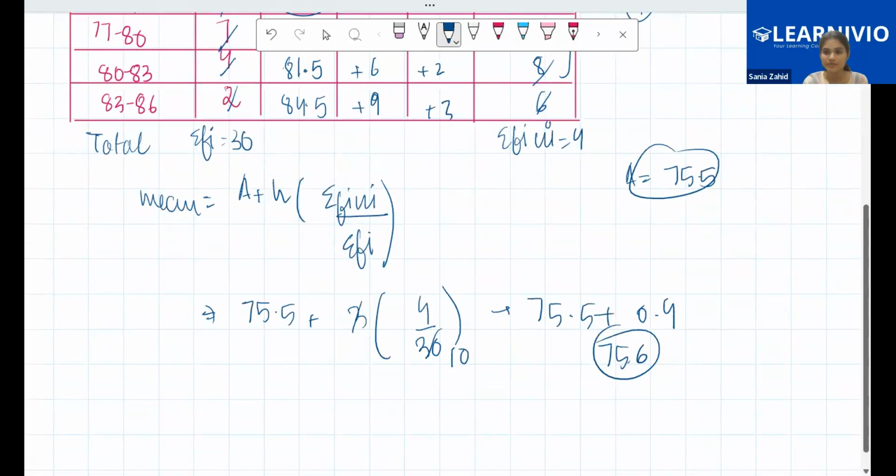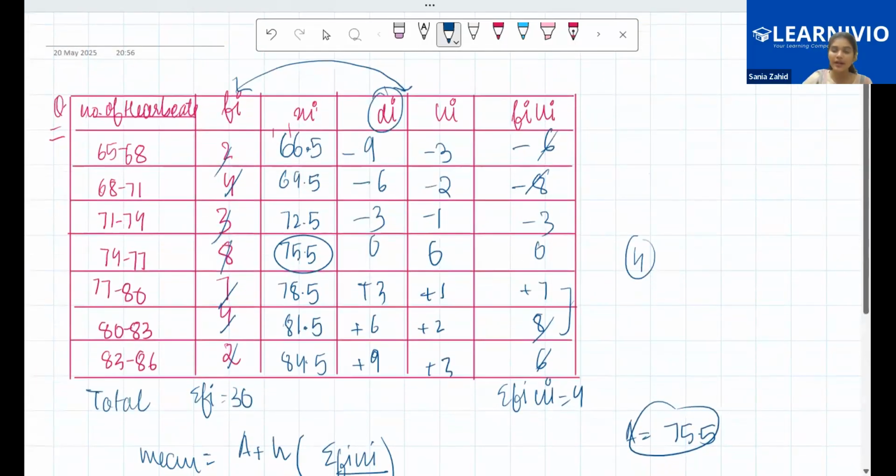You understand this? Yes, ma'am. Okay. So now you remember which kind of method you have to use in which type of questions? Yes. Okay. Now we come to the next question.